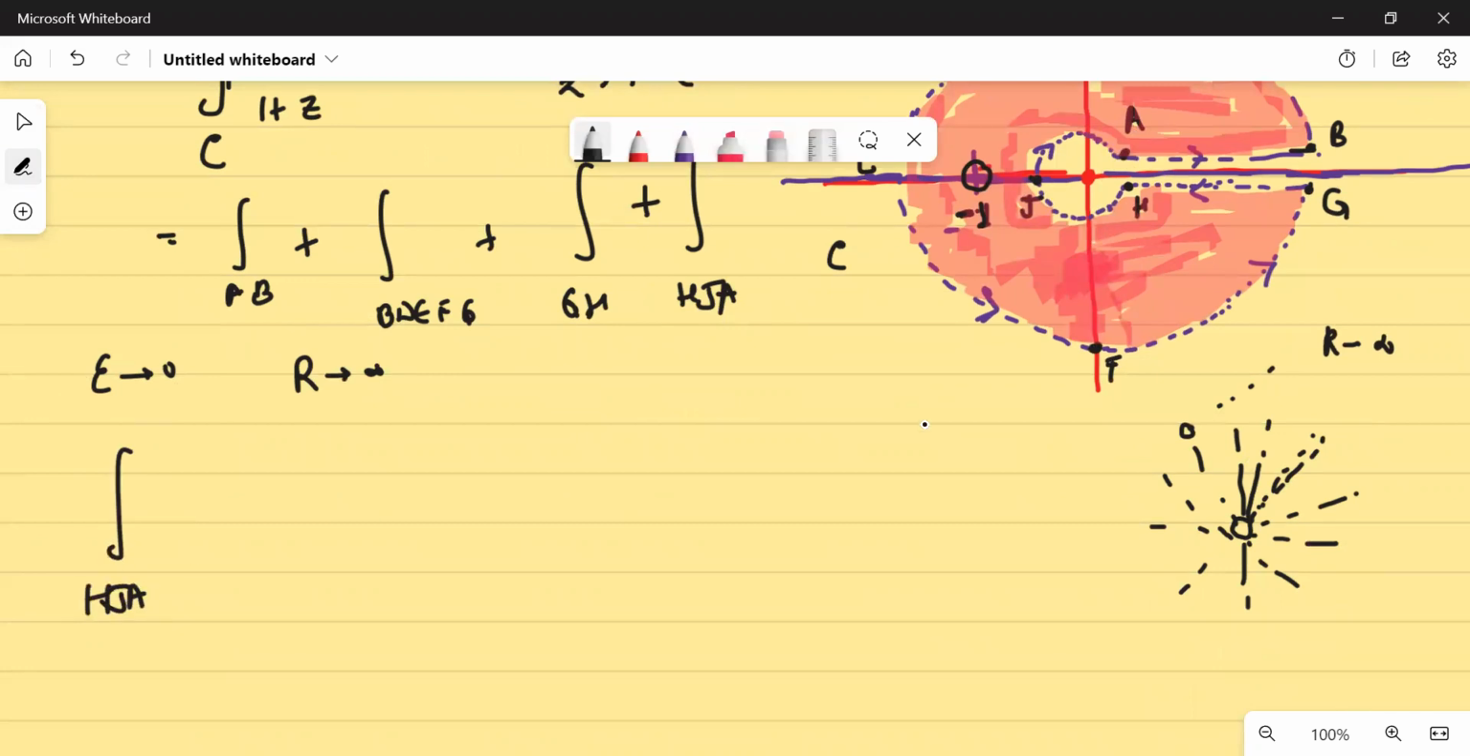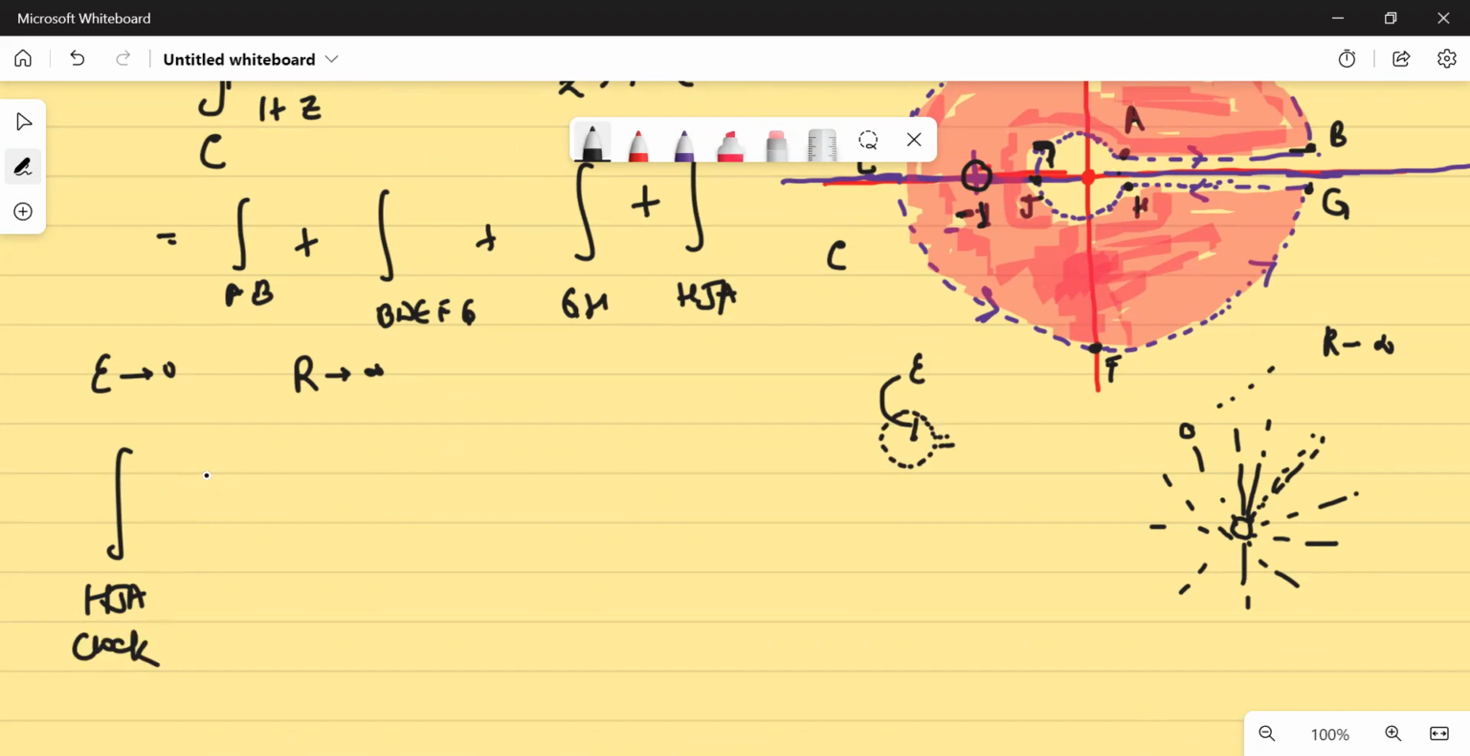Integration along hja. See, this small circle is made; forget about it. Overall this is a circle whose radius is epsilon, and I'm going from 0 to 2 pi. Also, this integration is in the clockwise direction. I'll write clockwise here, otherwise, like yesterday, you will get confused.